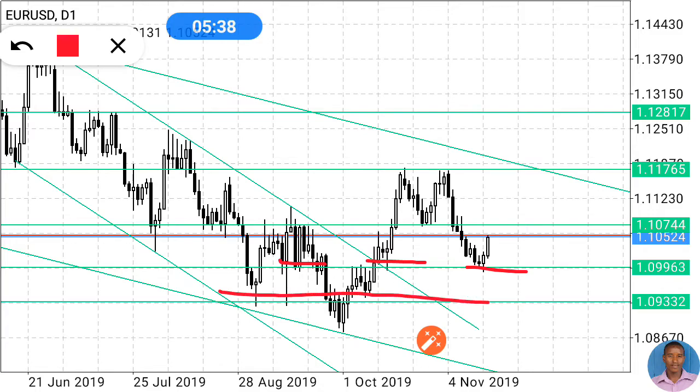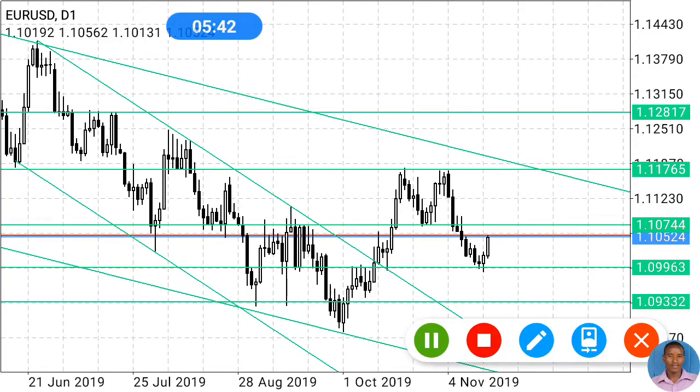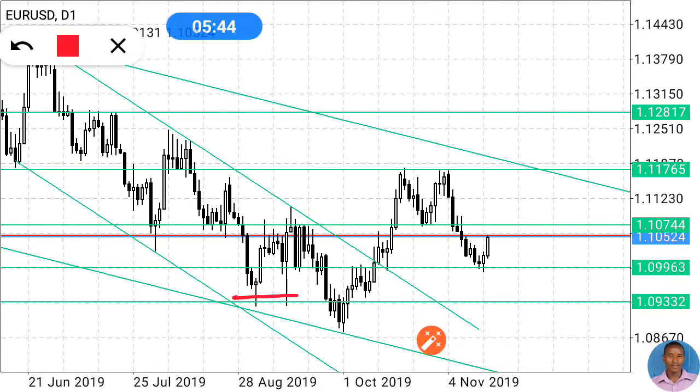And the last one is this horizontal line, which is lows at this point, then a breakout following a retest, then another breakout before the price had to go up.